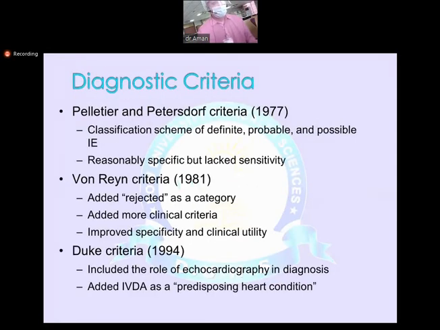So these are the certain diagnostic criteria. Previously, in 1977, the Pelletier and von Reyn criteria, which you do not use nowadays, but you must know the names. The Duke criteria is very important, and in 1994 it included the role of echo in diagnosis, IV drug abuse, and predisposing heart conditions. The Duke criteria is important, okay?